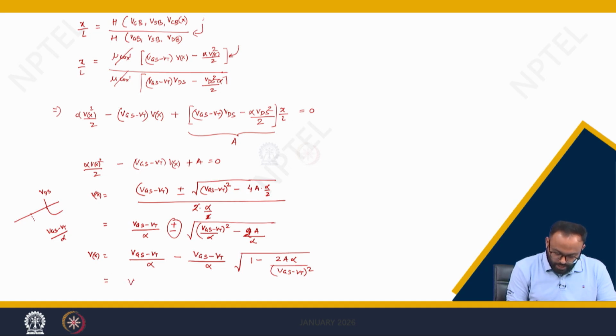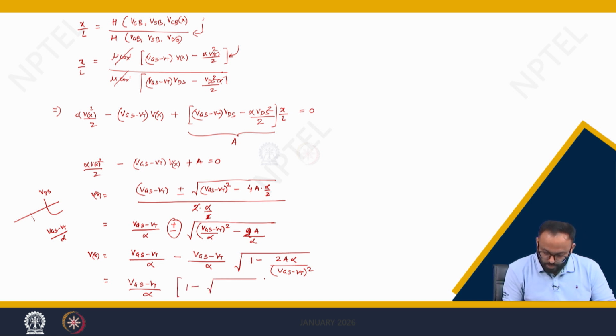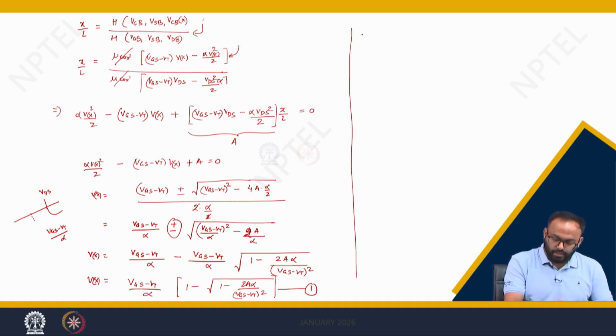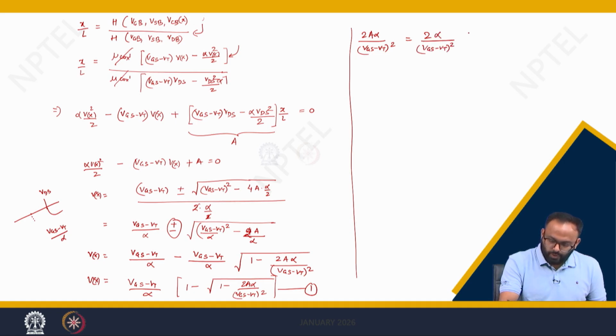Here this equation can be written as (Vgs minus Vt) by alpha into 1 minus square root of 1 minus 2a alpha by (Vgs minus Vt) whole square. Let us call this equation number 1. We will come back to this equation and put the value of 2a alpha by (Vgs minus Vt) whole square. Okay, 2 alpha divided by (Vgs minus Vt) whole square into a.